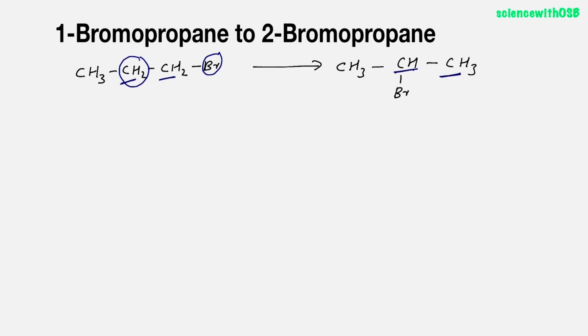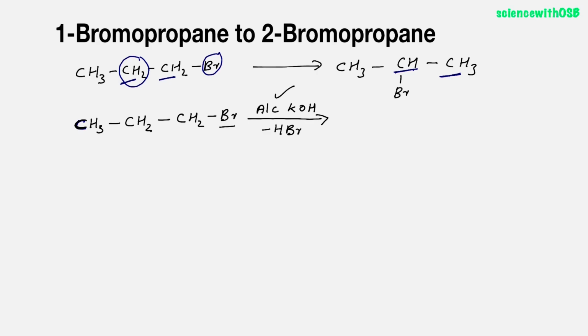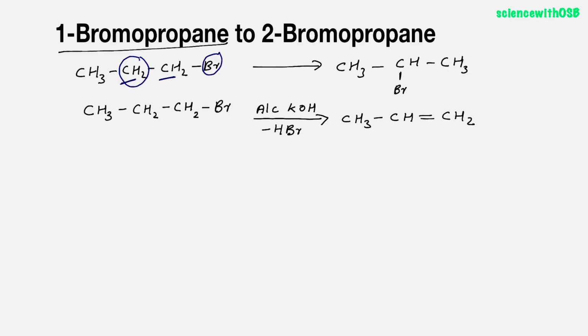So what is the reaction? Dehydrohalogenation. For dehydrohalogenation, what is the reagent? Alcoholic KOH. So what will happen? This bromine and one of the hydrogens will be removed and a double bond will be established between those 2 carbons, right? So what is that? CH3, CH, double bond, CH2. Now what is our next task? We have to add 1 bromine on this carbon and 1 hydrogen here, right? For that purpose, you can simply add what?